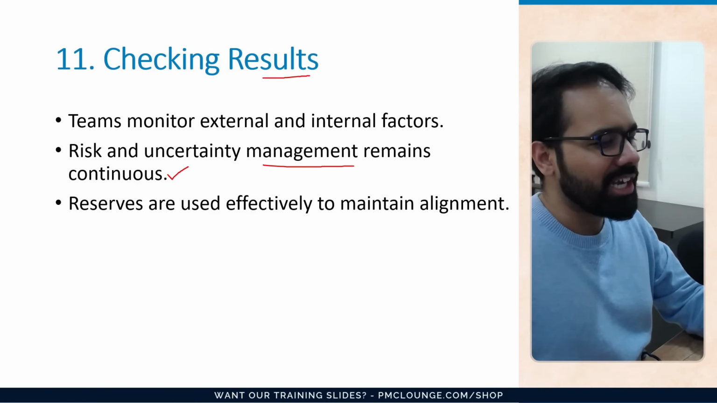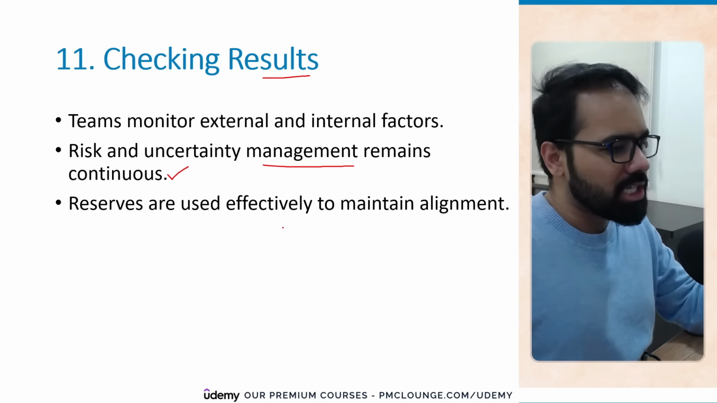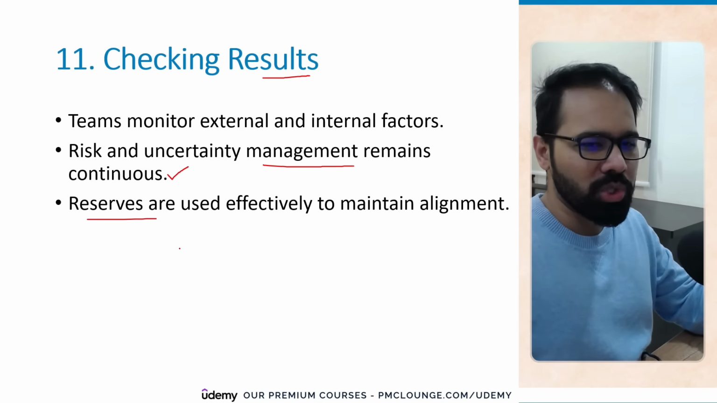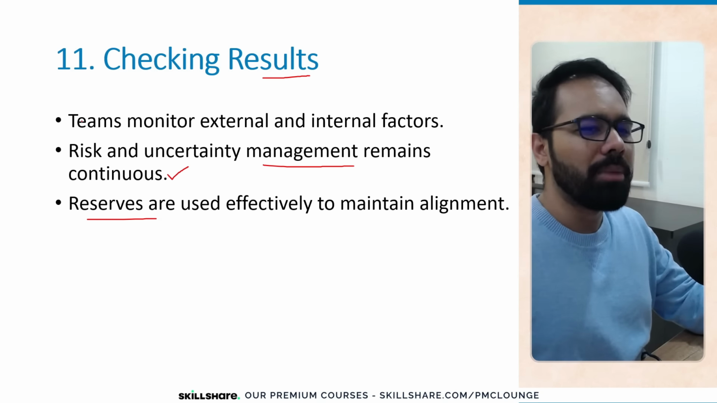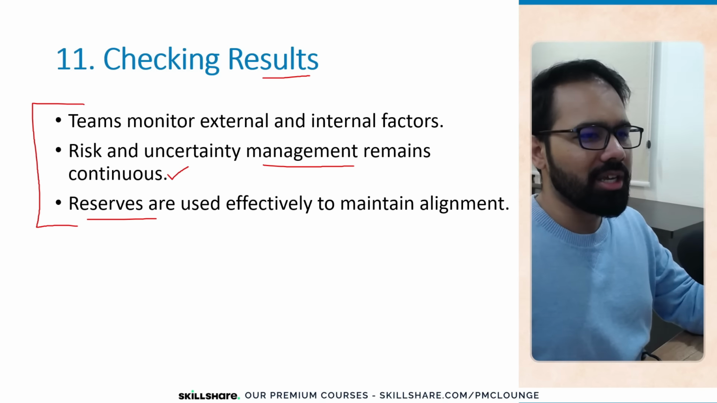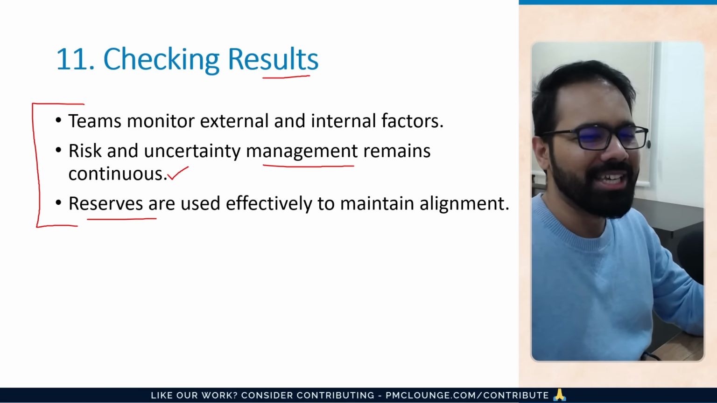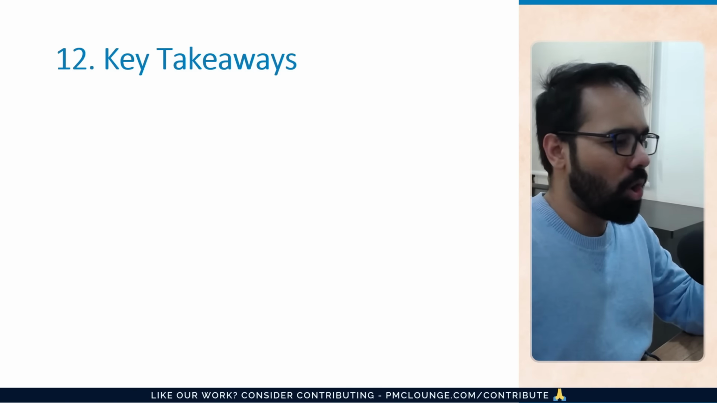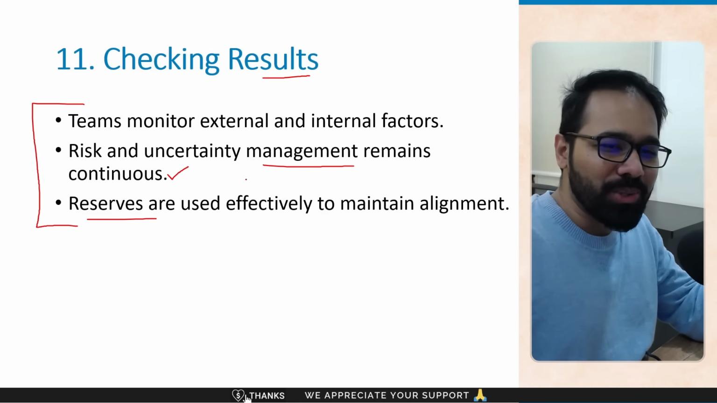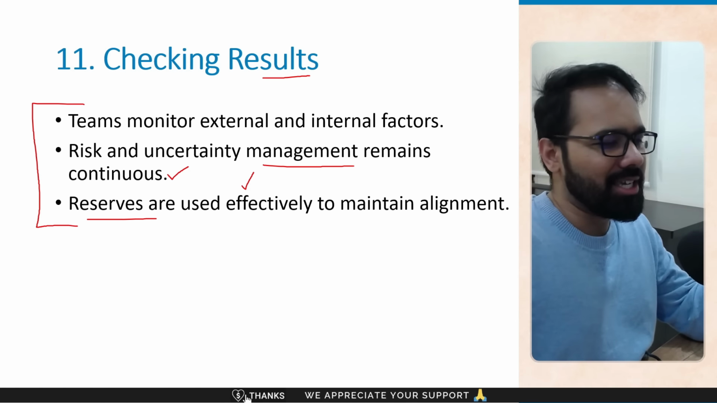Reserves are used effectively to maintain alignment with objectives. Minimal disruption is ensured even when uncertainties arise. So always use your reserves wisely, something that we have talked about. But these are the results of uncertainty. These are the results if uncertainty is executed successfully on your project. You've followed everything about uncertainty, then these are the expected results. Or this is also a way to check results. So if reserves are not used effectively, that means the team was not able to manage uncertainty successfully.